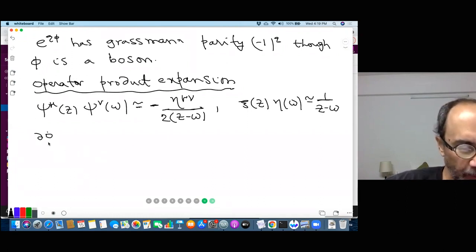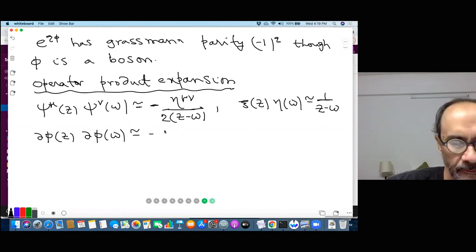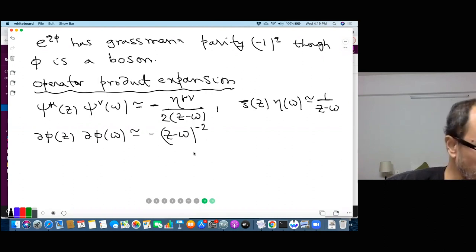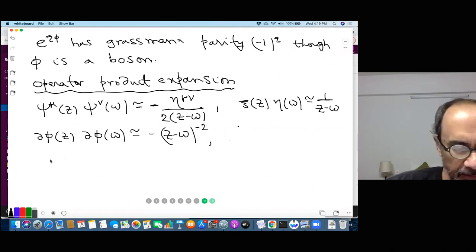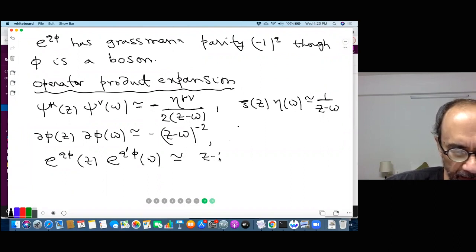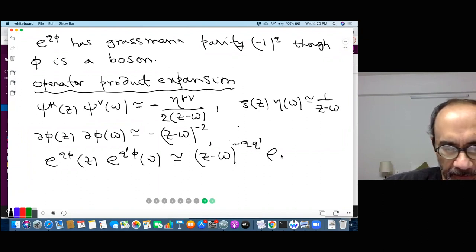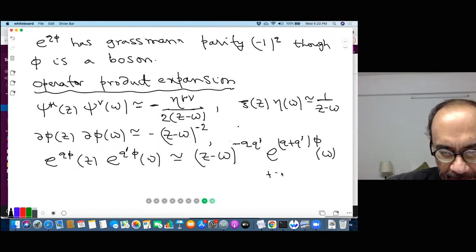Then phi will be normalized such that, and maybe I should write the next one, e to the q phi of z, e to the q prime phi of w is z minus w to the power minus q q prime times e to the q plus q prime phi of w, plus less singular terms.